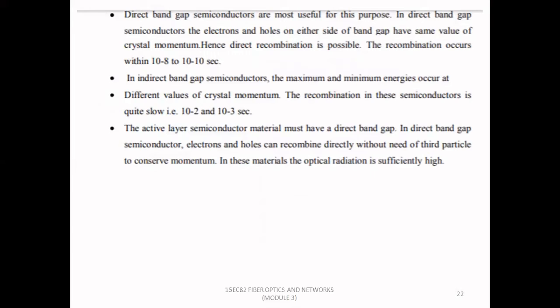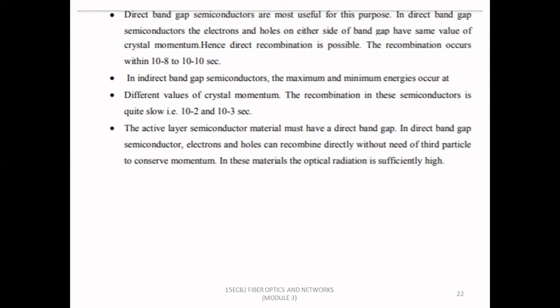Direct band gap semiconductors are most useful for this purpose. In direct band gap semiconductors, the electrons and holes on either side of the band gap have the same value of crystal momentum. Hence, direct recombination is possible. The recombination occurs within 10^-8 to 10^-10 seconds. In indirect band gap semiconductors, the maximum and minimum energies occur at different values of crystal momentum. The recombination in these semiconductors is quite slow, that is 10^-10 to 10^-3 seconds.